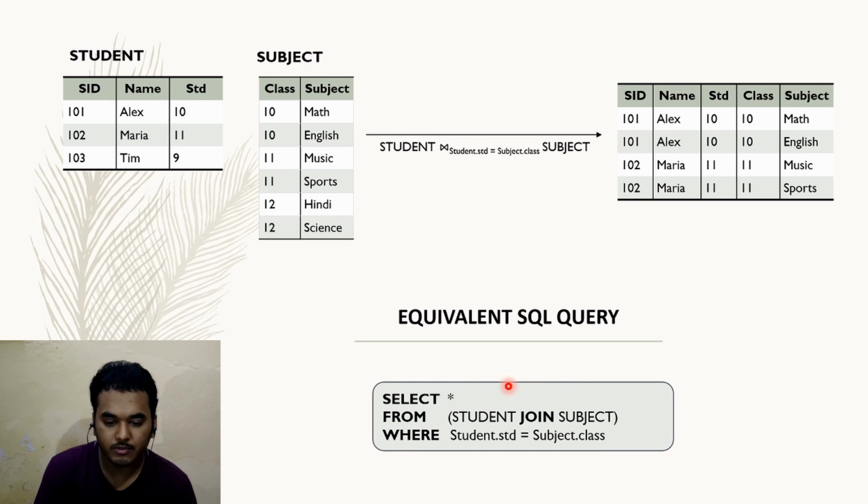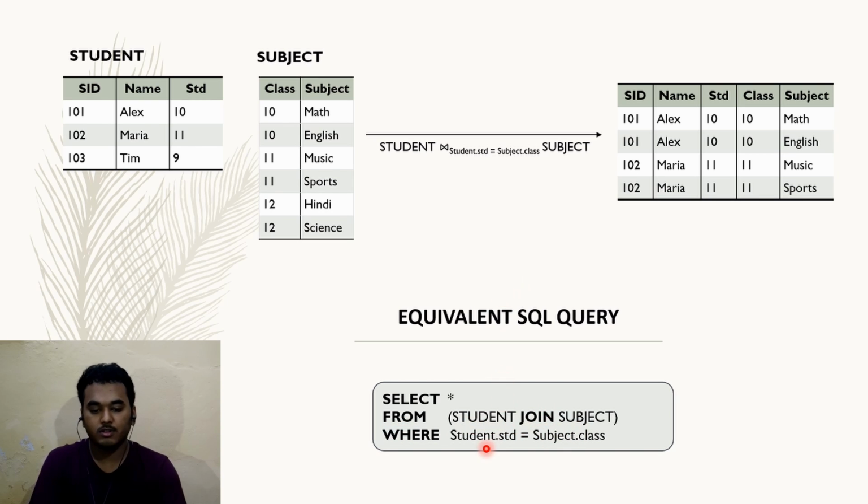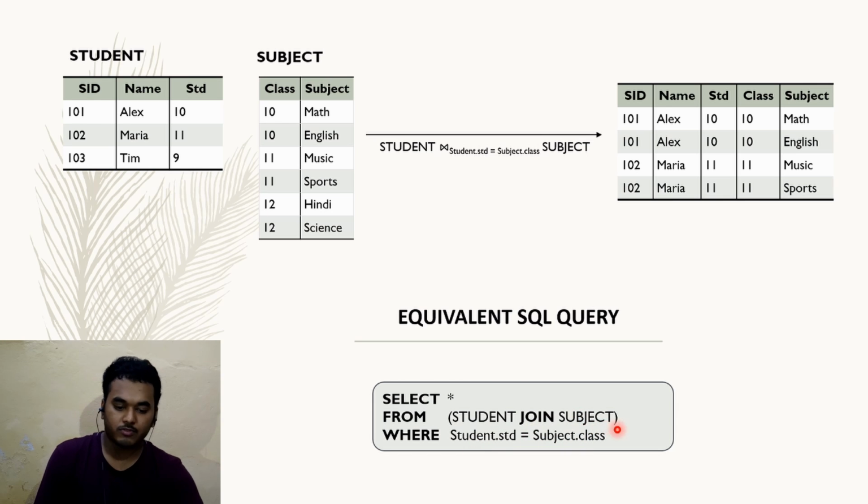The equivalent SQL query would be select star, since we are displaying all the attributes, from student join subject. The join keyword is used to join two relations, student and subject, and this is the joining condition written in the where clause, where the student std attribute value must be equal to the subject class attribute value.